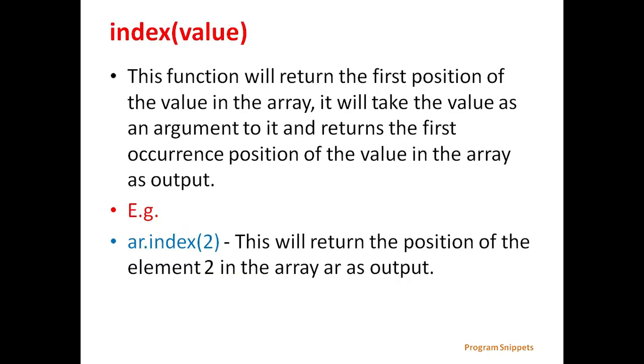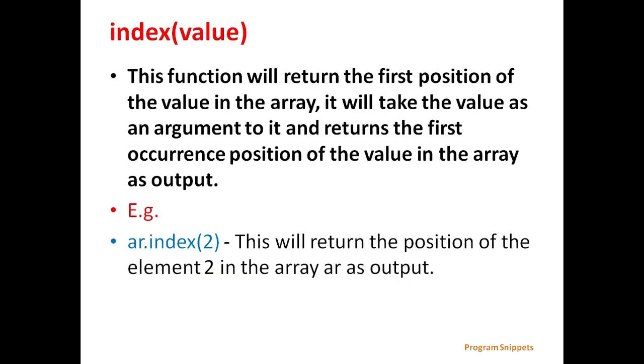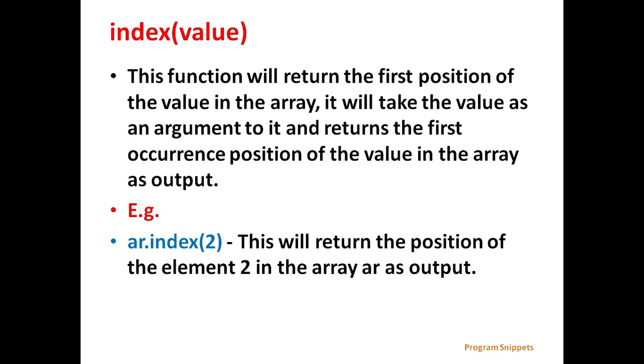Next is index with parameter value. This function will return the first position of the value in the array. It will take the value as an argument and returns the first occurrence position of the value in the array as output. For example, ar.index 2 will return the position of the element 2 in the array.